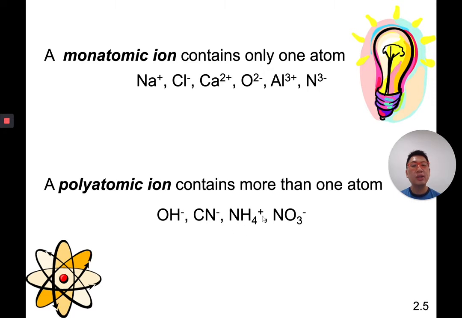NH4 is called the ammonium ion, is charged as +1. CN is called the cyanide ion, is charged as -1. OH is called the hydroxide ion, is charged as -1. And the only way you know that, the 20, 30 of them, is to memorize them.